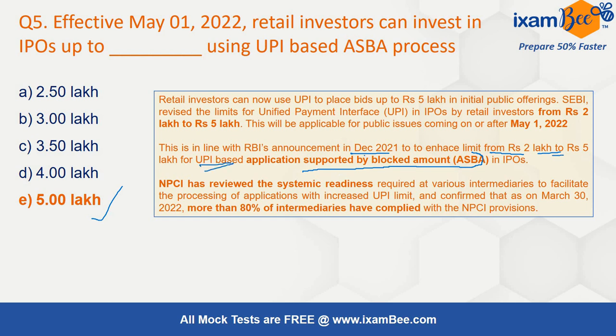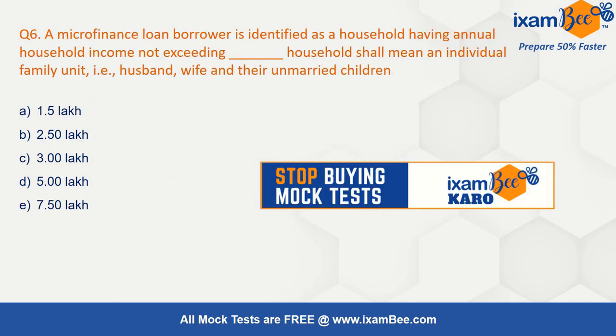This is the UPI based system, and now SEBI has also on similar lines said that a retail investor can now use UPI to place bids up to 5 lakh rupees in an IPO, and this is going to be applicable from May 1st.